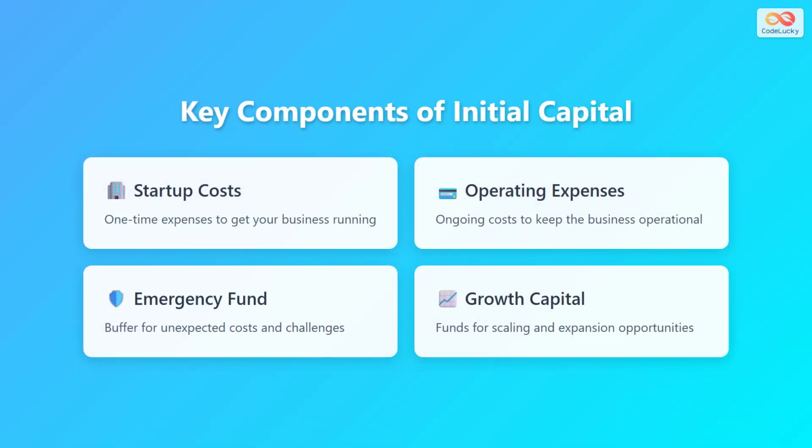Initial capital consists of four main components. First, startup costs, which are the one-time expenses needed to get your business running. Second, operating expenses, the ongoing costs required to keep your business operational day to day. Third, an emergency fund, which serves as a buffer for unexpected costs and challenges that inevitably arise. And fourth, growth capital, funds set aside for scaling and seizing expansion opportunities when they appear. Each component plays a vital role in your business's financial health.